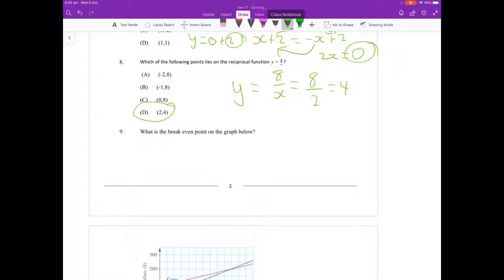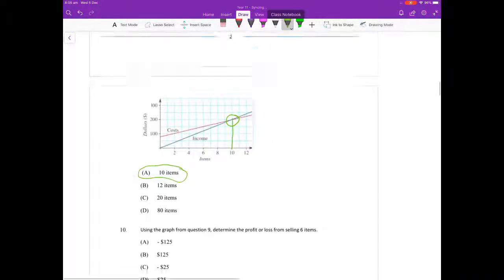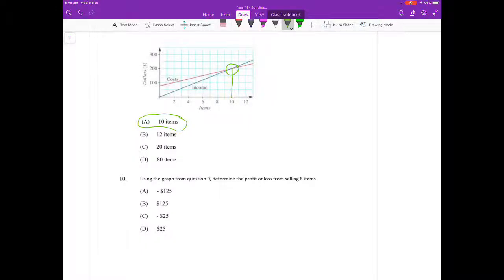Second last question from multiple choice. Where is the break even? They cross there, which is above 10. Yay! Using the graph from question 9, determine the profit or loss for selling 6 items. Well, if we broke even at 10 items, then we've definitely got a loss, which means we're either negative 125 or negative 25. It does not look like we've lost $125 when the total cost was only $150. So that means we're definitely only going to end up at that negative 25 as the total. And there we go, multiple choice down.